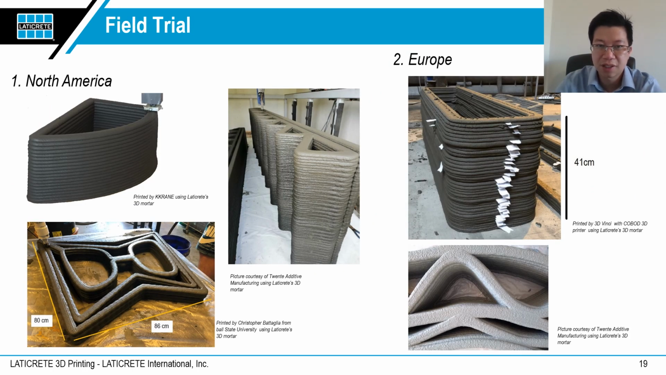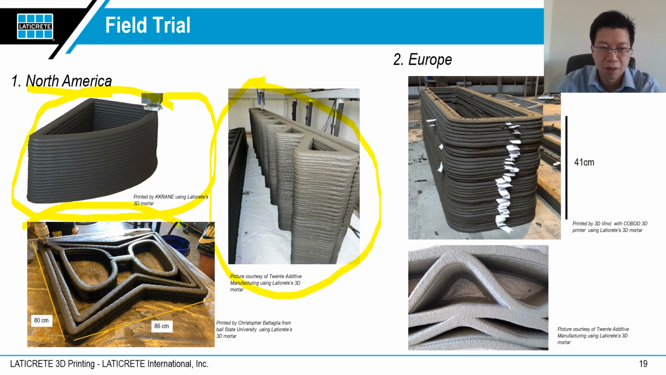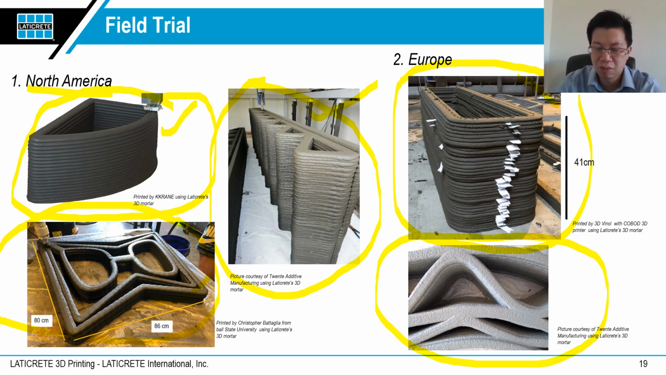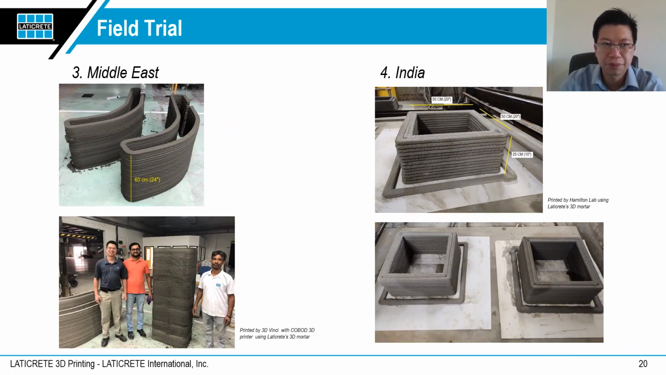So after conducting such extensive lab works, we conducted several field trials as well. In North America, we printed several medium-sized structures with different partners. First one is with Crane. Second one is with Ball State University. And the third structure here is printed by the Twente in Canada. We also tested our materials in Europe. And as to the results, our materials have been tested with various types of 3D printers and by various teams. We conducted the test as well in the Middle East and India.